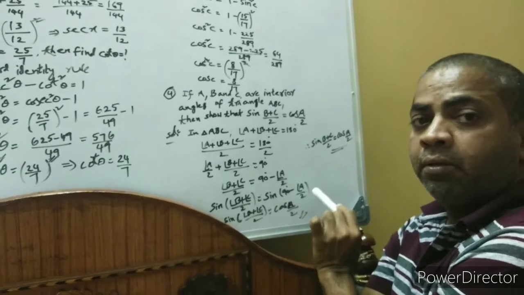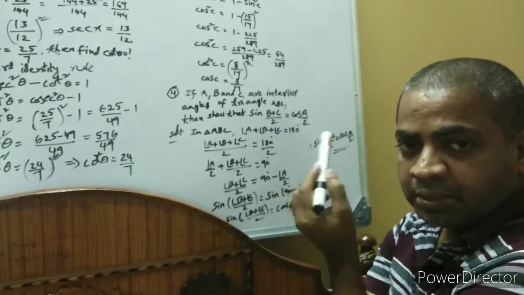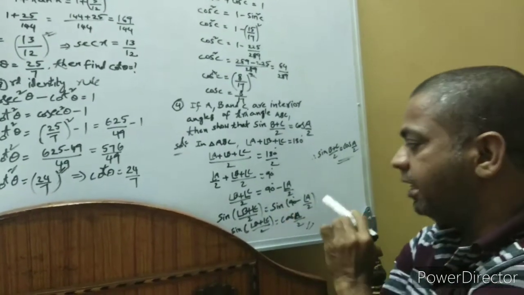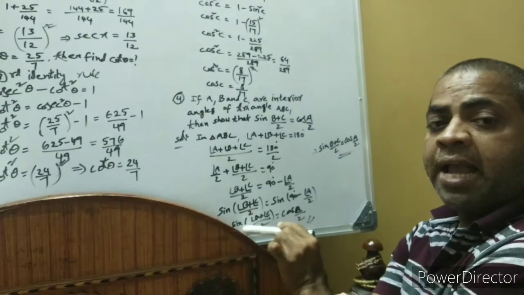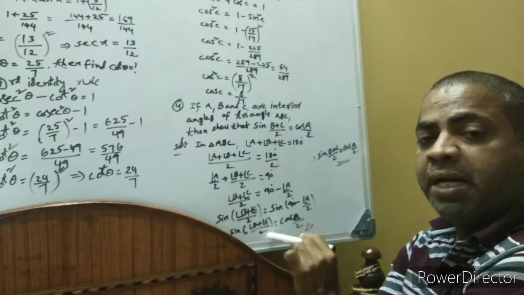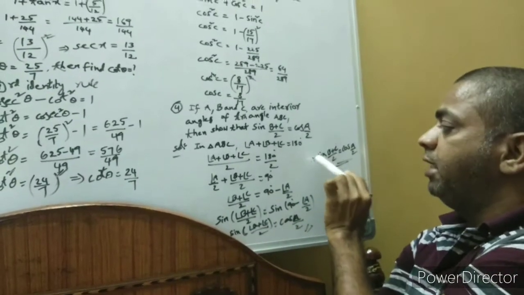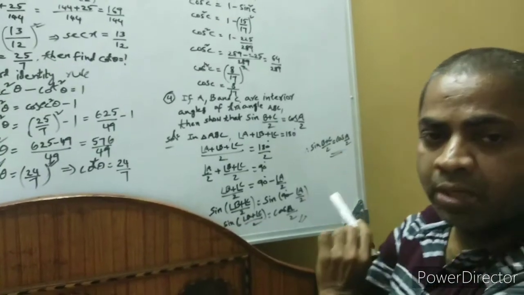You know already in the conditions, sin 90 minus theta is cos theta. And in place of theta, here it is given A by 2. That's why I am writing cos A by 2. Therefore, finally, sin of angle B plus angle C by 2 is equal to cos angle A by 2. Without angles I am writing, then you will get the solution. Sin (B plus C) by 2 is equal to cos A by 2. This is the way how to solve the problem.